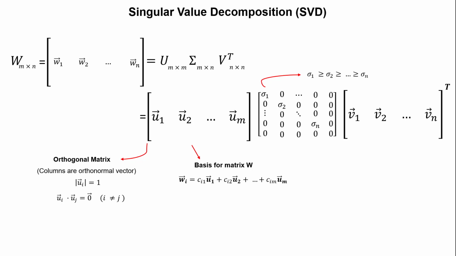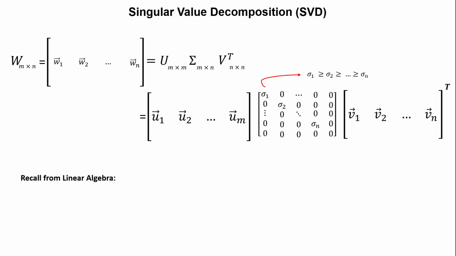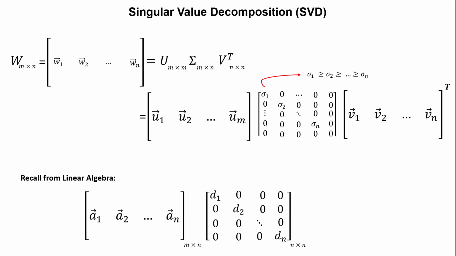Now that we have some basic understanding of each component, we should start understanding how they are supposed to help us. Recall from linear algebra that if we have an arbitrary matrix with shape m by n, and it is multiplied by a diagonal matrix n by n, then the result should be a matrix with the same shape, but now the first column is multiplied by the first diagonal entry, the second column is multiplied by the second diagonal entry, and so on and so forth.